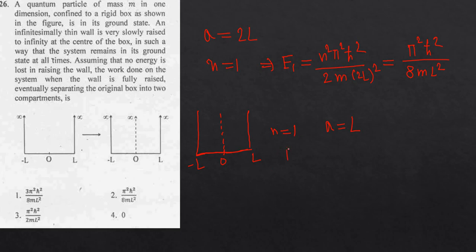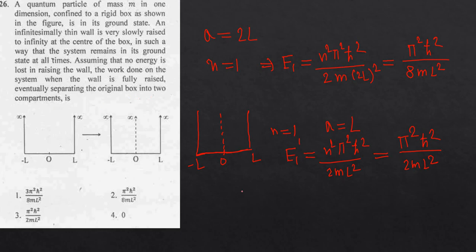So now energy will be equal to E1 dash will be equal to n square pi square h cross square upon 2ml square. Here n is equal to 1 because the system is still in the ground state. So the new energy will be equal to pi square h cross square upon 2ml square. Now you have to calculate the work done on the system when the wall is fully raised, eventually separating the original box into two compartments.